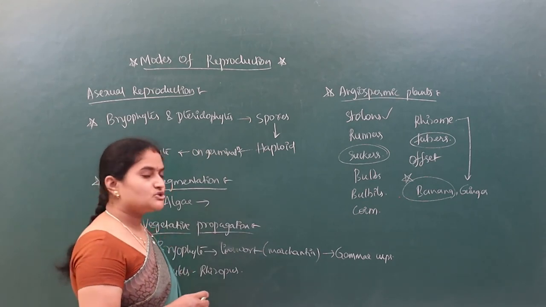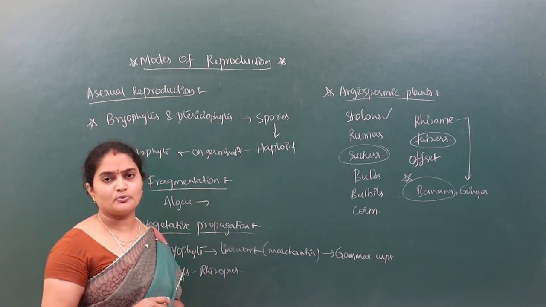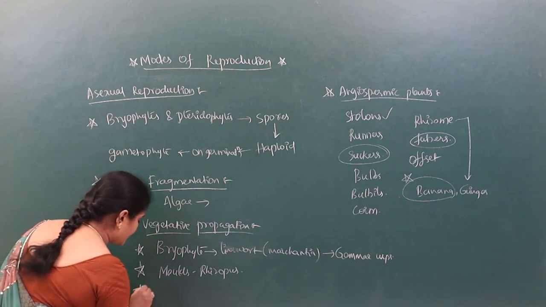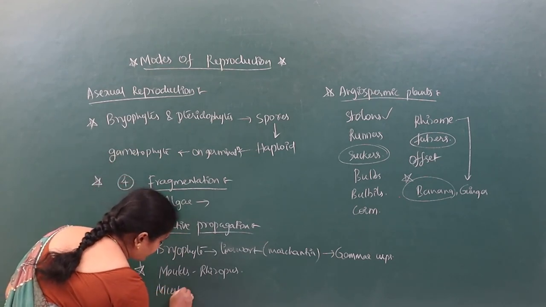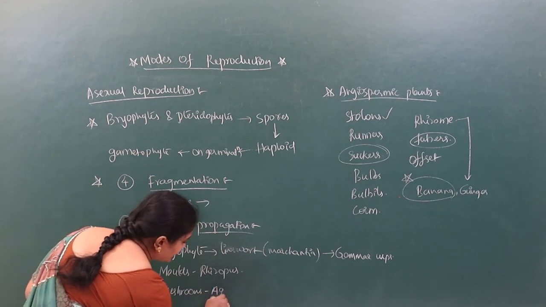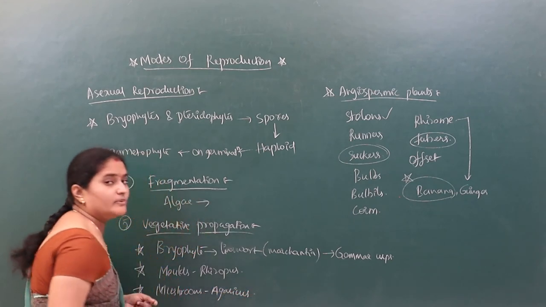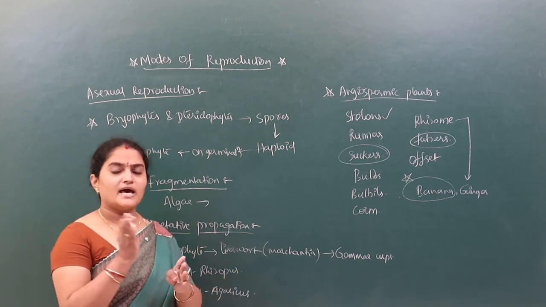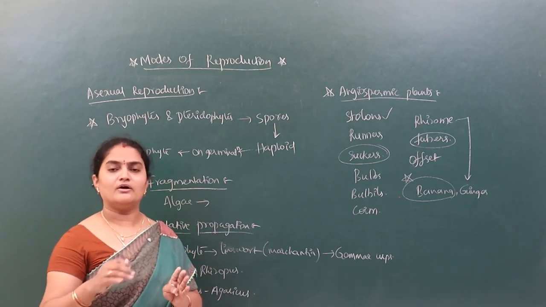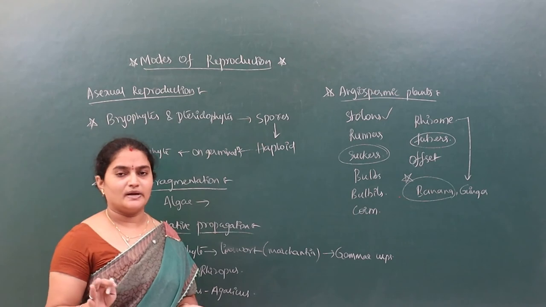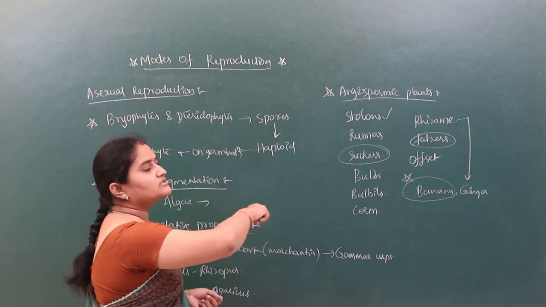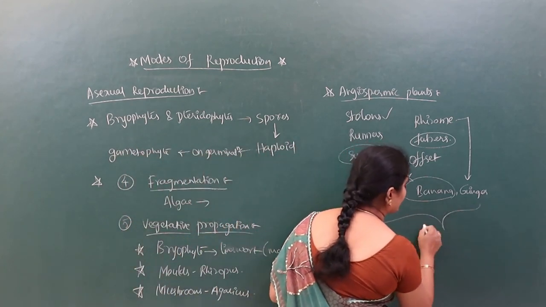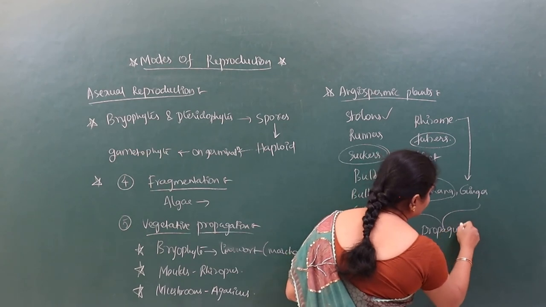And the next one is mushrooms. Actually mushrooms are also vegetative propagules. Particularly Agaricus bisporus, an edible mushroom. Here also it undergoes vegetative propagation. If it detaches from the parent plant body, it will develop into a new plant. So all these vegetative propagations of the angiosperms are together considered as vegetative propagules.